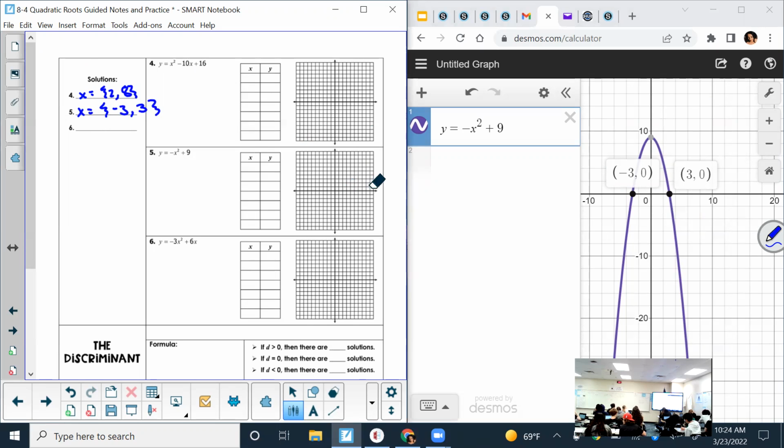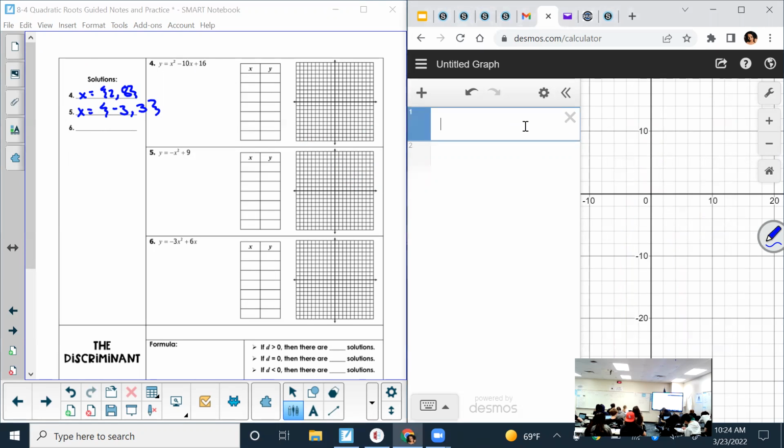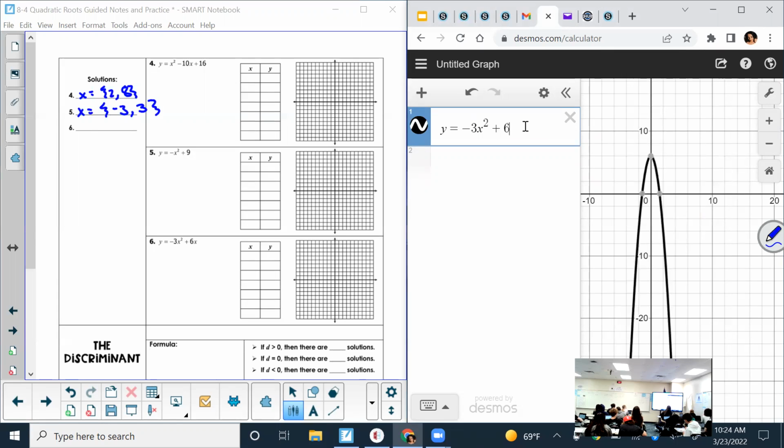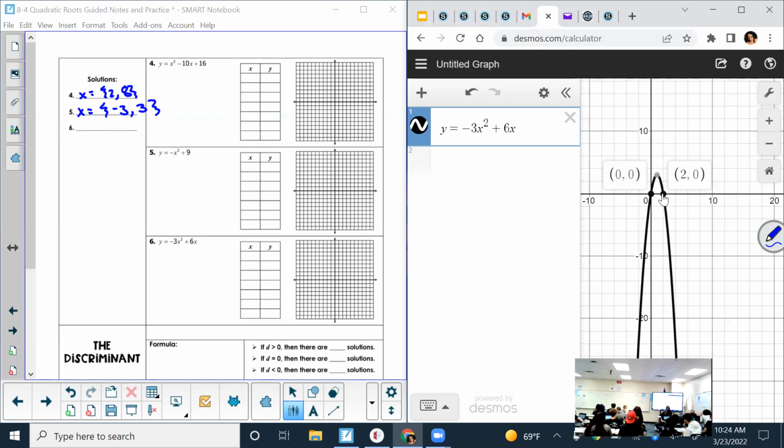-3 and +3 are your solutions for number 5. Lastly, number 6, how many solutions was that one? 2 solutions again, and this time they are 0 and 2.